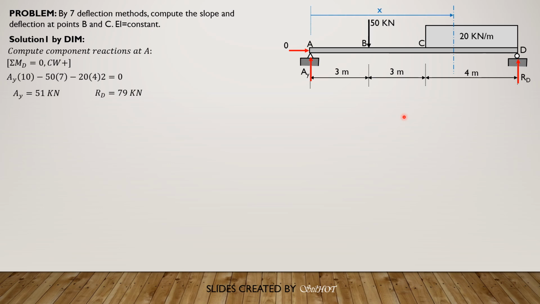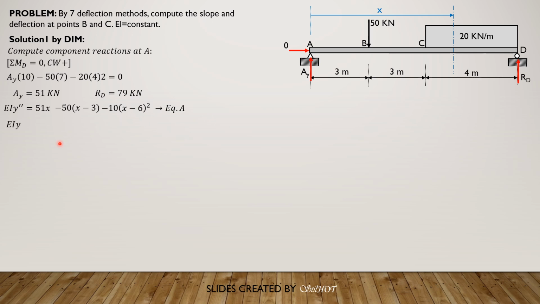So EI y double prime is equal to AY, which is 51 times x, minus 50 times quantity x minus 3, minus 20 times x minus 6 times x minus 2. So 20 times x minus 6 times x minus 2... again, minus 20 times (x minus 6) times (x minus 6) over 2 is 10 times quantity x minus 6 squared. So call that equation A.